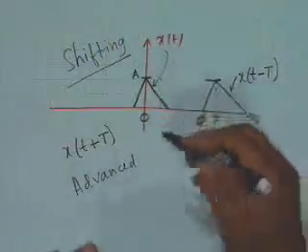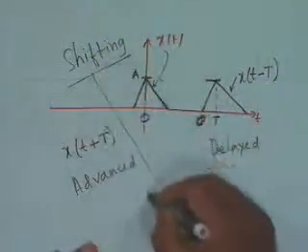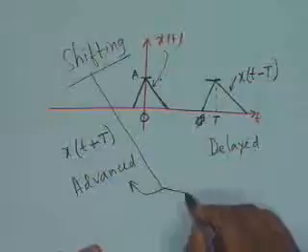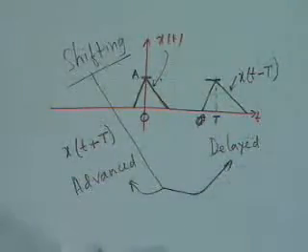Shifting can be of two types. It could be either advance or delay. Now, advancing a signal in real time is not possible. It is only possible if it is a recorded signal and you can handle it the way you like. Delay is what can be achieved in practice, in real time.